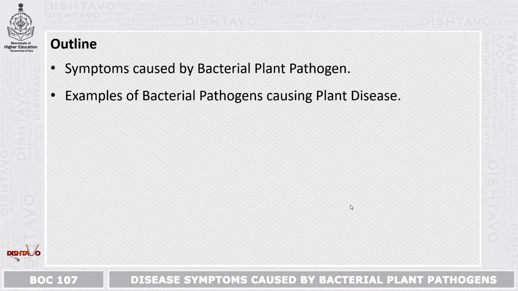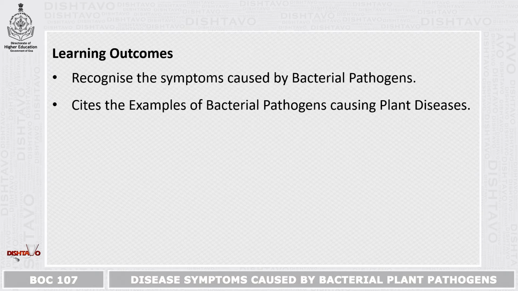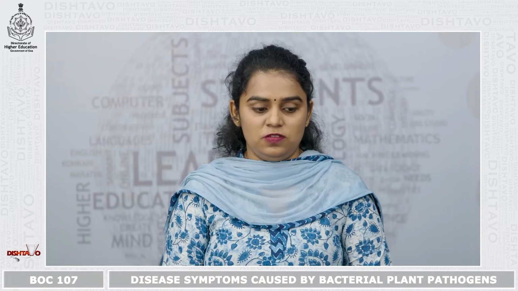Outline for this module is symptoms caused by the bacterial plant pathogen and examples of bacterial plant pathogens causing various plant diseases. The learning outcomes are: at the end of this module, students will be able to recognize the symptoms caused by bacterial pathogens. They will be able to cite the examples of bacterial pathogens causing the plant diseases.